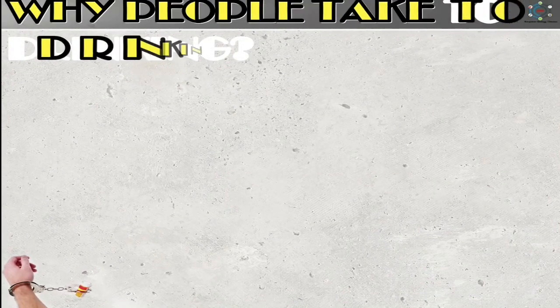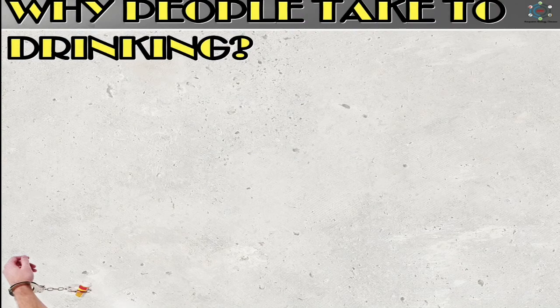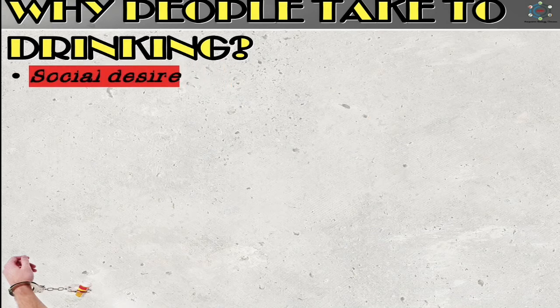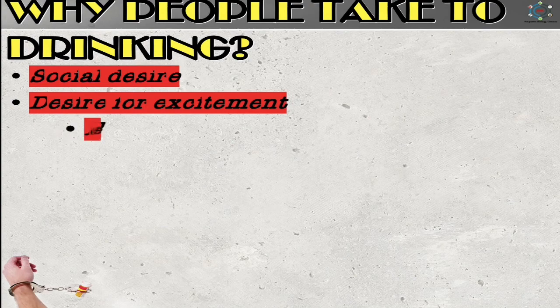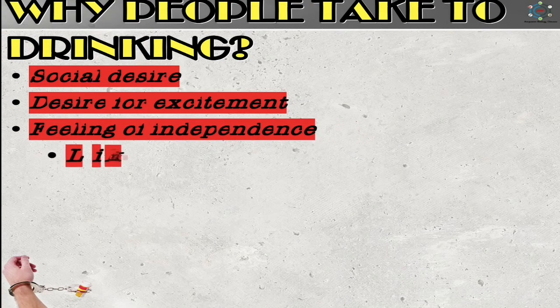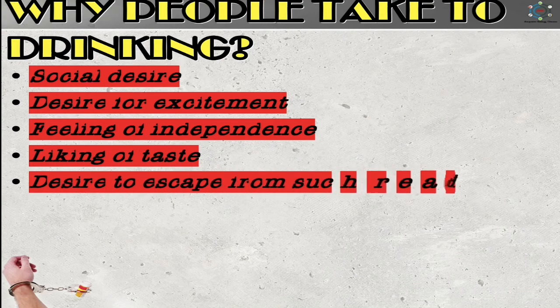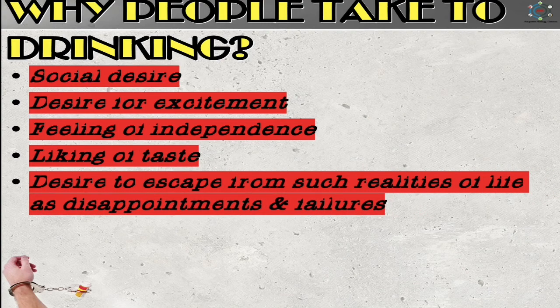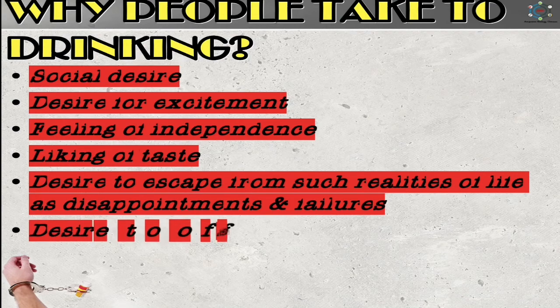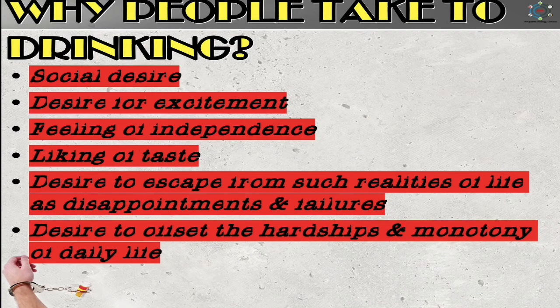Now, why do people take to drinking? So this is the question, why people take to drinking. The drinkers offer one or more of the following reasons for starting drinking, in which the first one is social desire, then desire for excitement, feeling of independence, liking of taste, desire to escape from such realities of life as disappointments and failures, and desire to offset the hardships and monotony of daily life. So these are the reasons why people take to drinking.